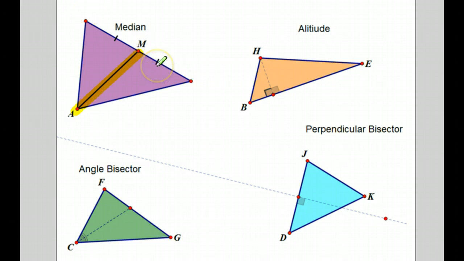So that's a median. And actually triangles have three medians because you can draw a line segment from the vertex to the midpoint of each opposite side. But in this case we only have one picture.